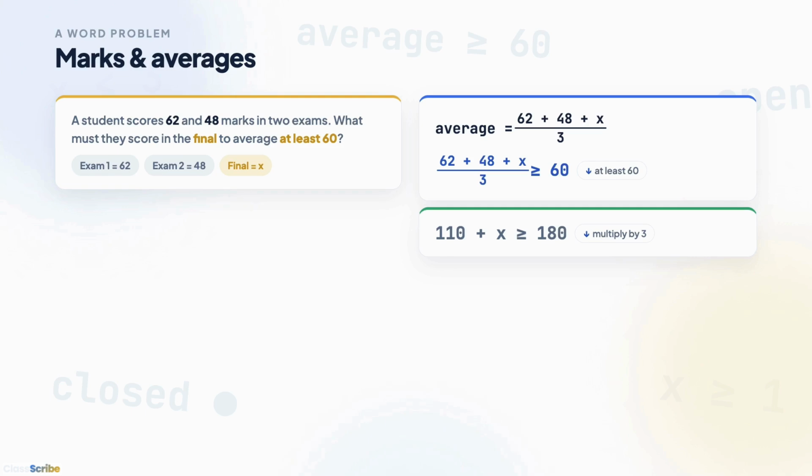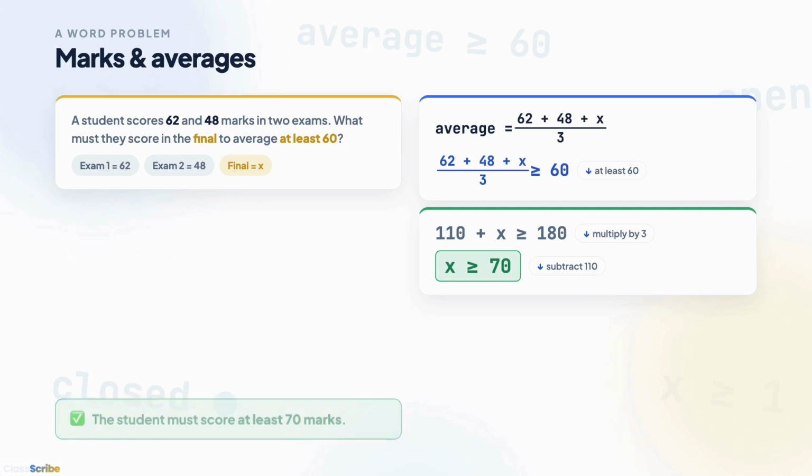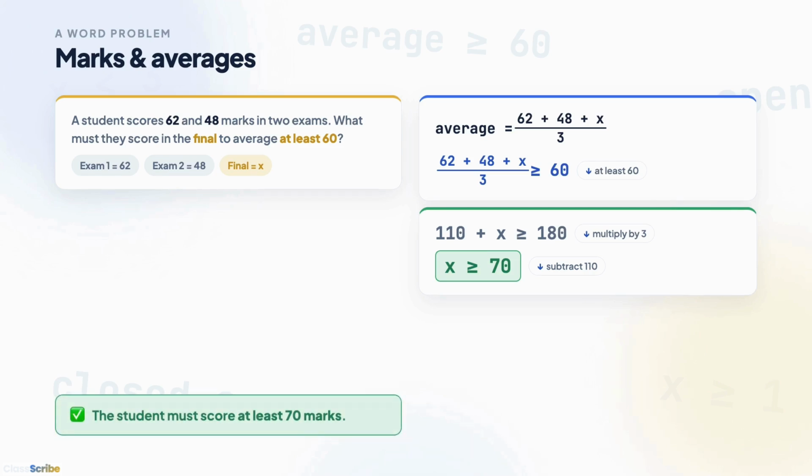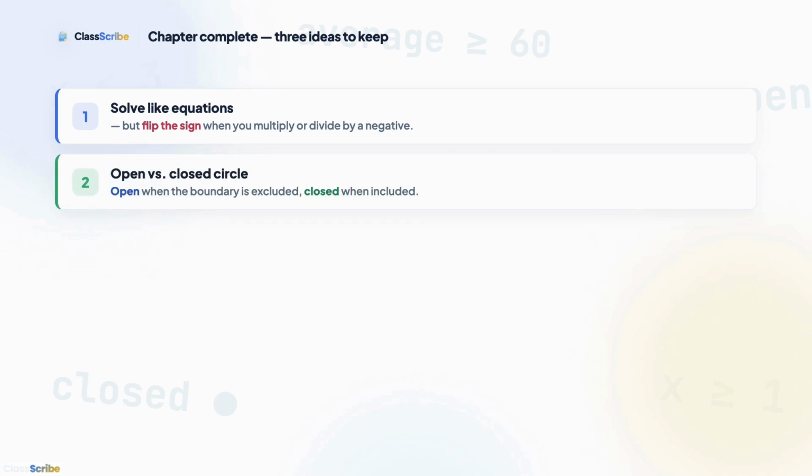Multiplying by 3 gives 110 plus x greater than or equal to 180. Subtracting 110, we get x greater than or equal to 70. So the student must score at least 70 marks. With this, we've completed the chapter.